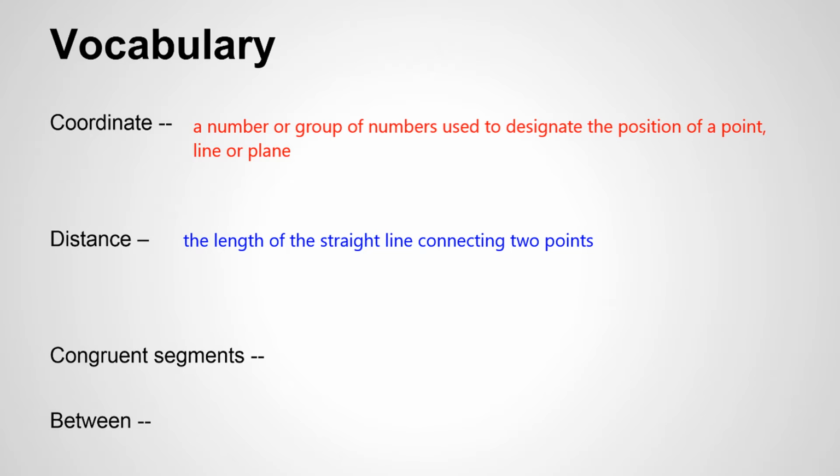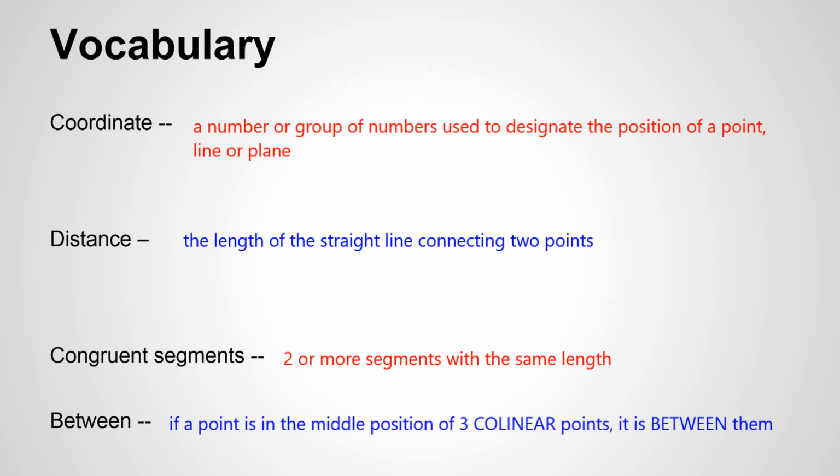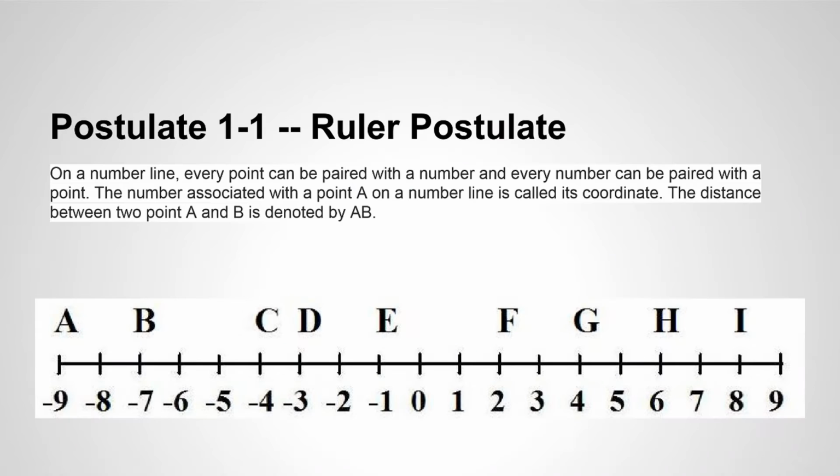Next is distance. Distance we are talking about is the length of a straight line connecting 2 points. Congruent segments are 2 or more segments with the same length or the same distance between their points. And lastly, the word between we use in math to say that if a point's in the middle of 3 points and they are all collinear, that makes it between them.